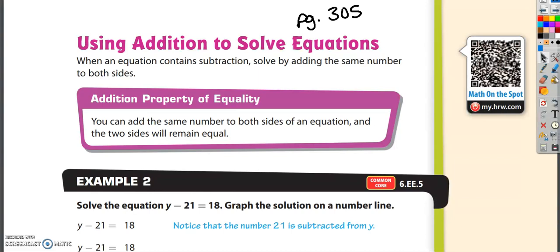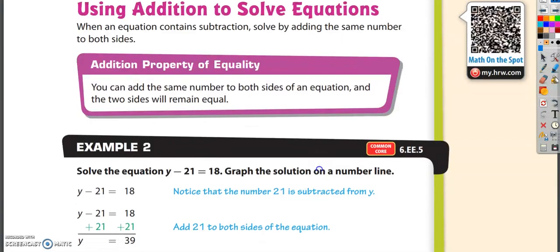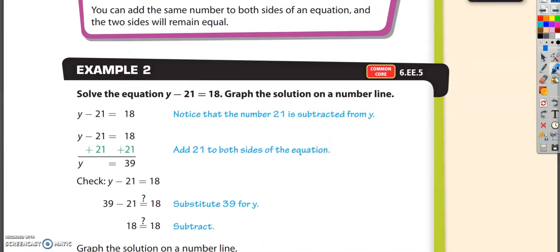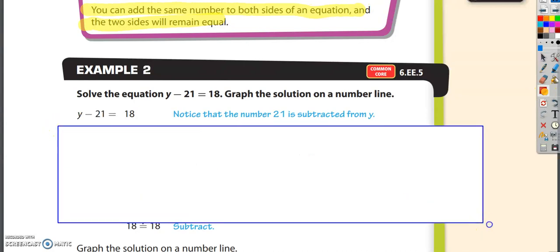The difference is that on the previous page, we had an addition equation where we subtracted, and here we have subtraction equations where we're going to add. So let's go to example two. Go ahead and leave this highlighted because this is our important sentence. Go ahead and cover this up.